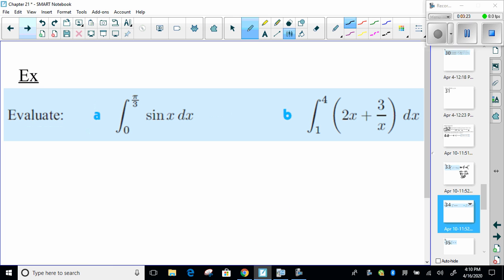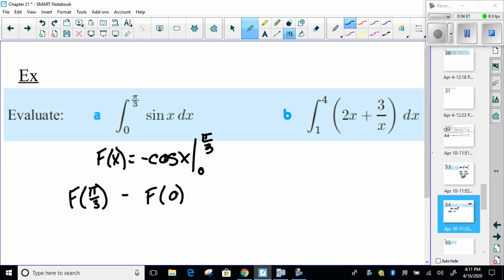Okay, next one. We've got two different problems here. We're giving you a trig function, and then the second one has another one that's a little bit more difficult, I guess, if you want to think about it that way. Finding the integral from x equals 0 to pi over 3 of the sine of x with respect to x. We have to undo the sine of x, so capital F of x is negative cosine of x, and then that goes from 0 to pi over 3. Now I'm going to calculate F of pi over 3, and I'm going to subtract F of 0.